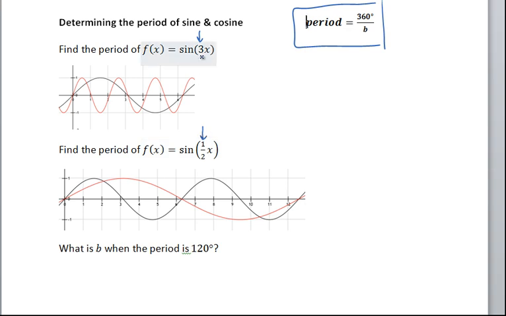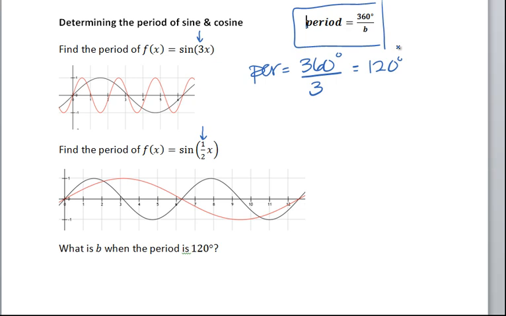Okay, so in this graph here, f of x equals sine of 3x, our b is 3. And for here, f of x equals sine of 1/2 x, our b is 1/2. And so basically all we do is plug into this formula and find the period. So we know for this first graph that the period is equal to 360 divided by 3, and 360 divided by 3 is 120. So the period equals 120 degrees.